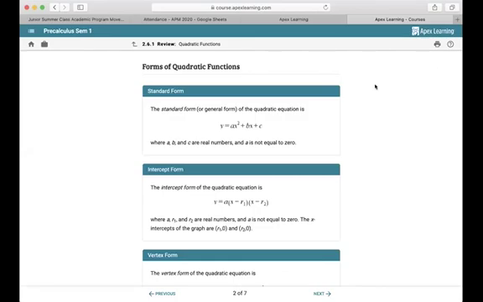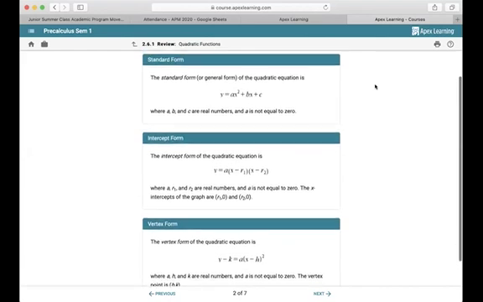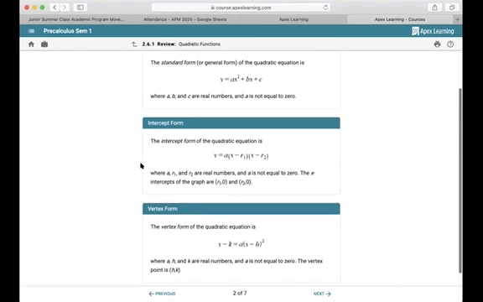All right, so then moving forward here, we had different forms of the quadratic function. And we worked a lot with standard form. And again, if you're stuck, when in doubt, change it to standard form. That's that ax squared plus bx plus c. With the intercept form, this is dealing with the x-intercepts, where the x-intercepts of the graph are (r1, 0) and (r2, 0).